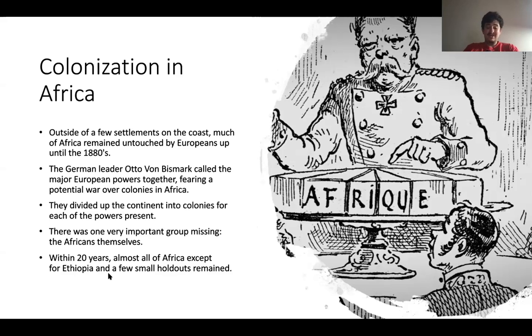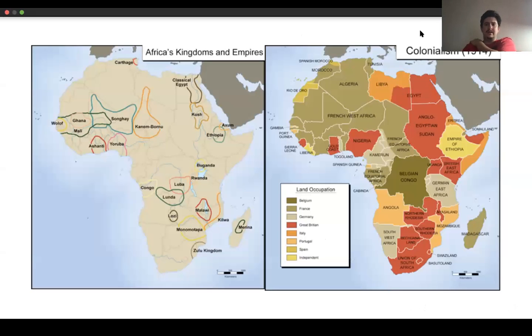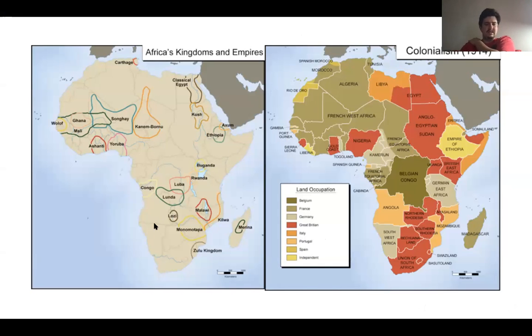And so within about 20, 30 years of this meeting, with the exception of Ethiopia, pretty much the entire African continent was colonized by Europeans. And here is kind of a visual to give you an idea of what this looked like. These are African kingdoms. And then this is Africa in 1914, right before the start of World War One. And you can kind of see how they divided the land into the different colonies.